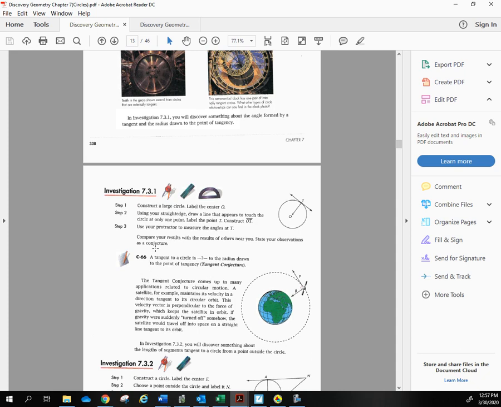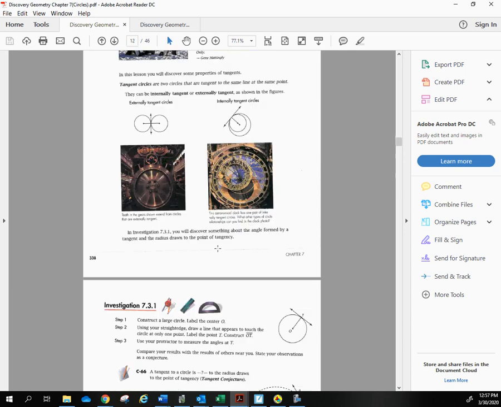So that right there has just talked about conjecture 66: a tangent to a circle is perpendicular to the radius drawn to the point of tangency. This point T is called the point of tangency, and anytime you extend a radius out to a tangent line, the angle that we form right there will be 90 degrees, or perpendicular to the radius.